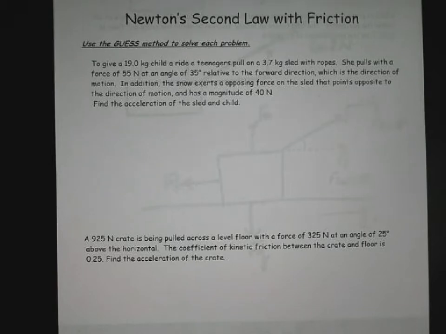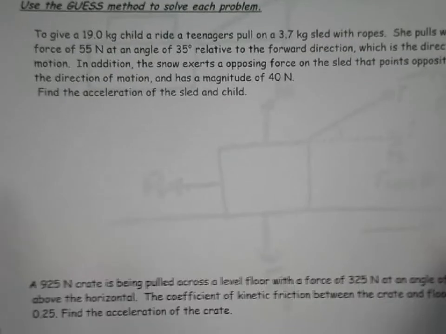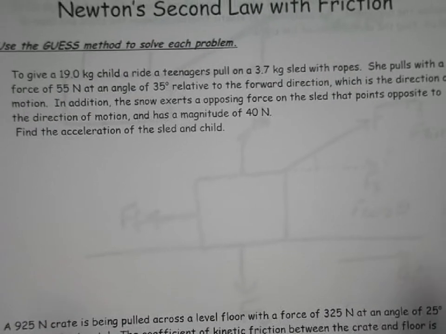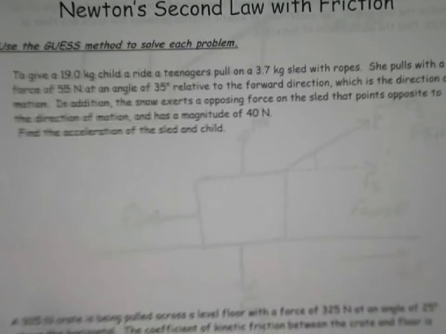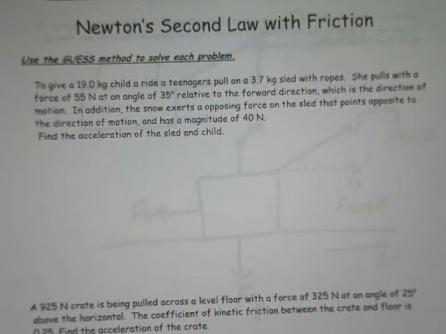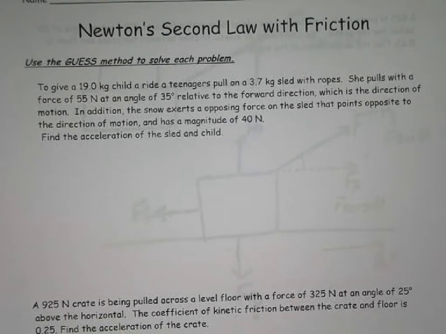Okay, so the first one says, and I'll zoom in here a little bit. Hopefully we can see it on the screen. It says, to give a 19-kilogram child a ride, a teenager pulls on a 3.7-kilogram sled with ropes. She pulls with a force of 55 newtons at an angle of 35 degrees relative to the forward direction, which is the direction of motion.